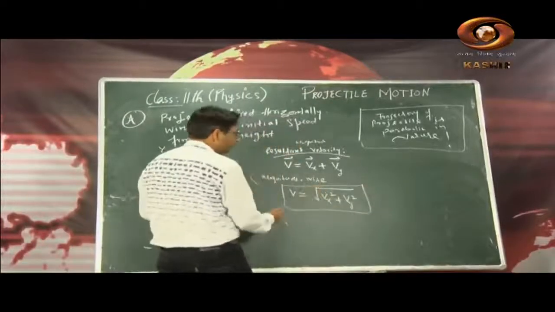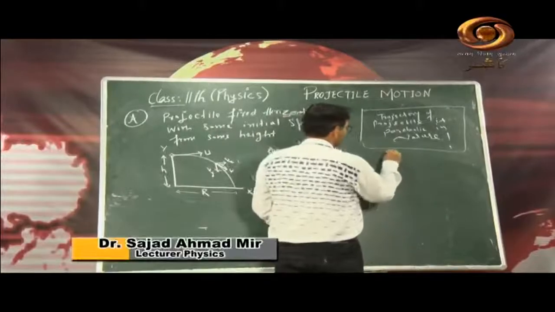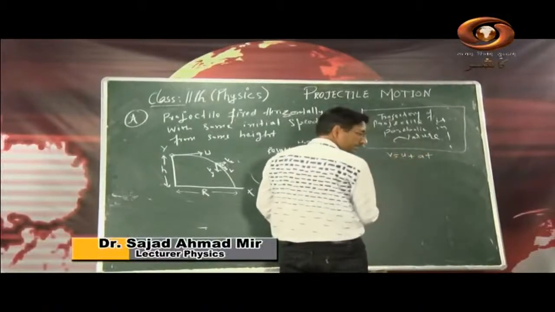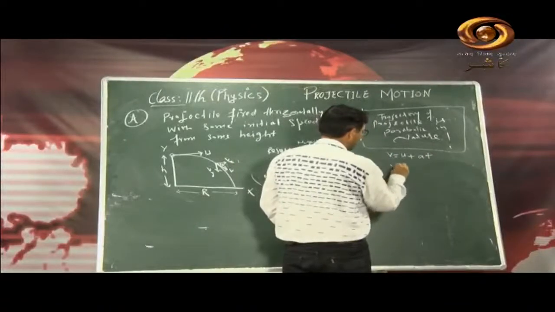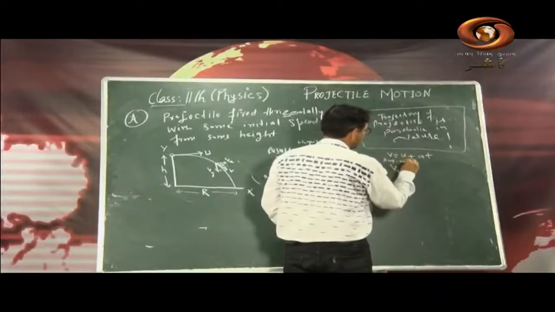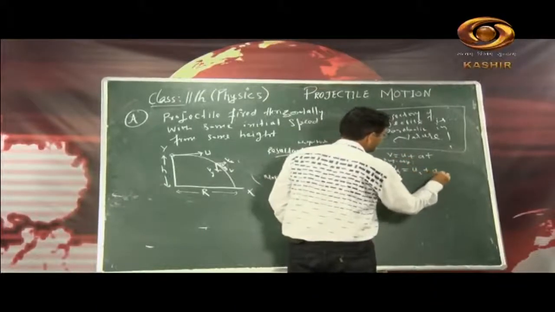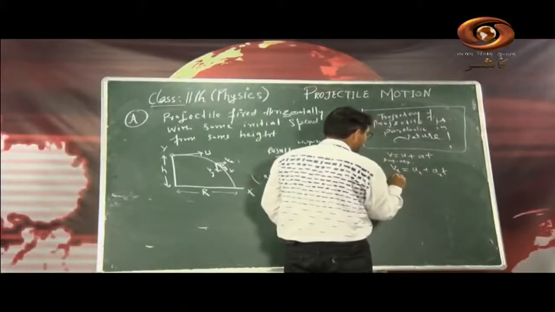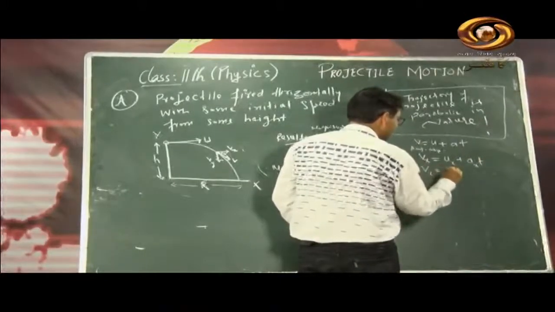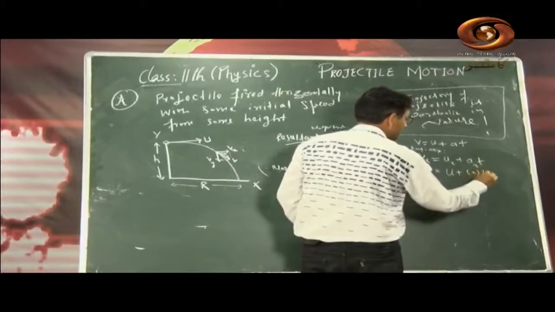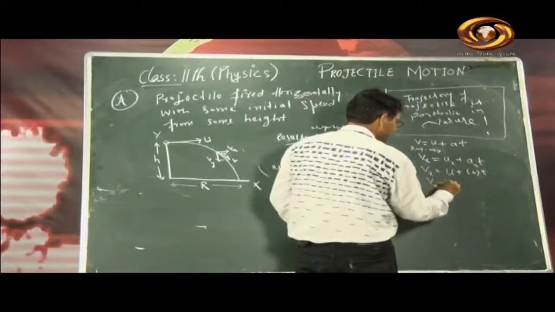Or else, we can use the equation of motion. We know v is equal to u plus at. Do you know that? Okay, this equation of motion. Therefore, if we take it along the x axis, the x component becomes vx is equal to ux plus axt. Then vx is equal to the initial velocity along the x axis, that is u, and this whole term becomes 0 because acceleration is 0, so 0 into t. We are left with vx is equal to u.